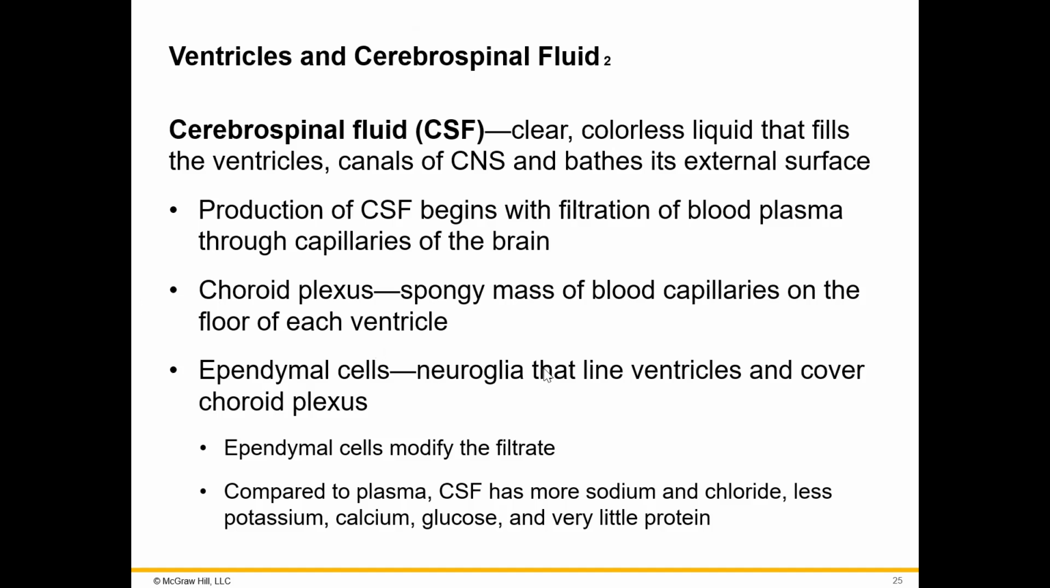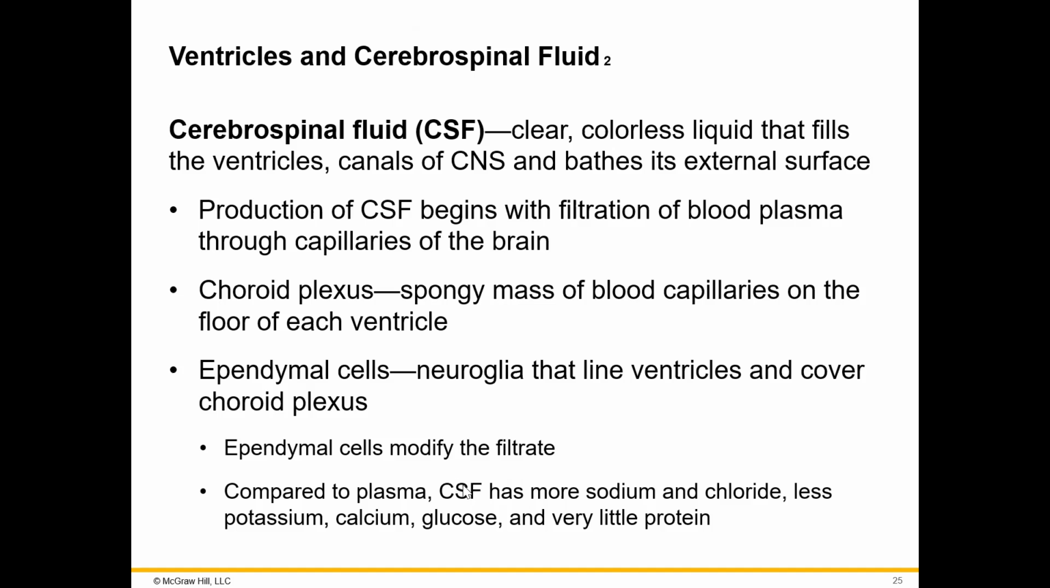There are ependymal cells. These ependymal cells represent neuroglia. This neuroglia lines the ventricles and covers the choroid plexus. So ependymal cells modify the filtrate. And compared to the plasma, you see we make cerebrospinal fluid from the plasma, but it is not identical when we examine the cerebrospinal fluid and the plasma to each other.